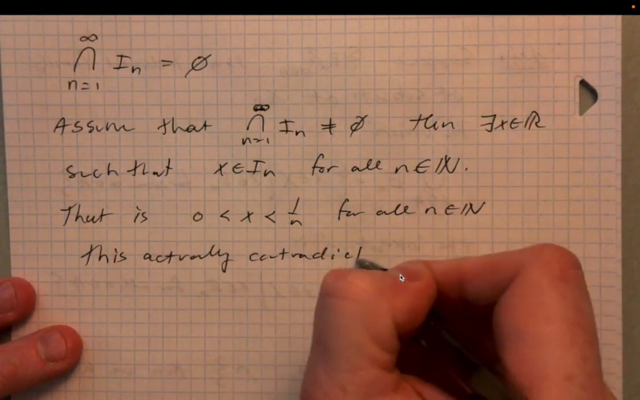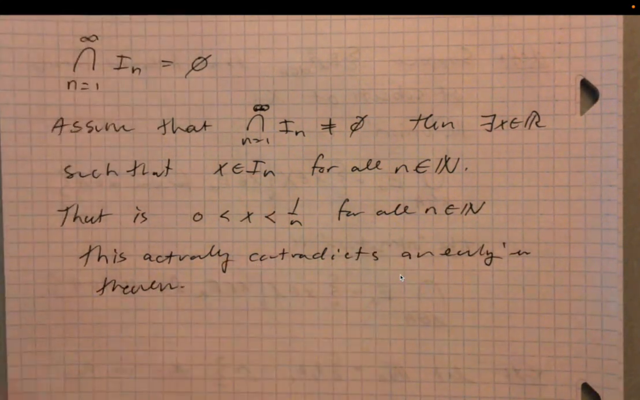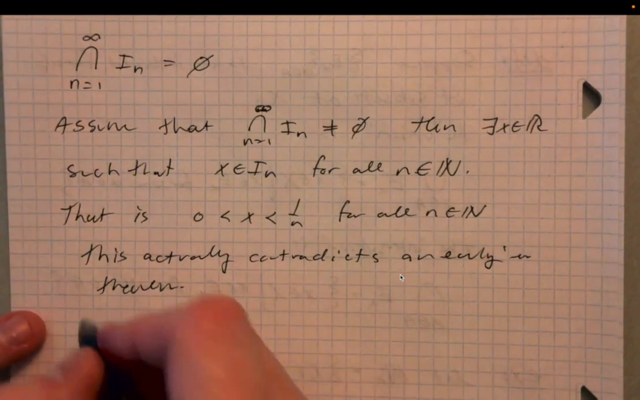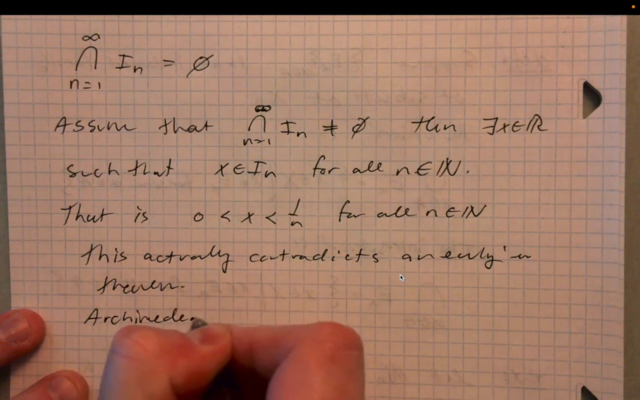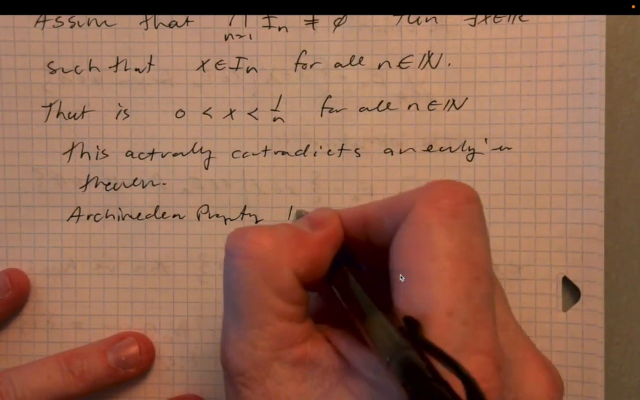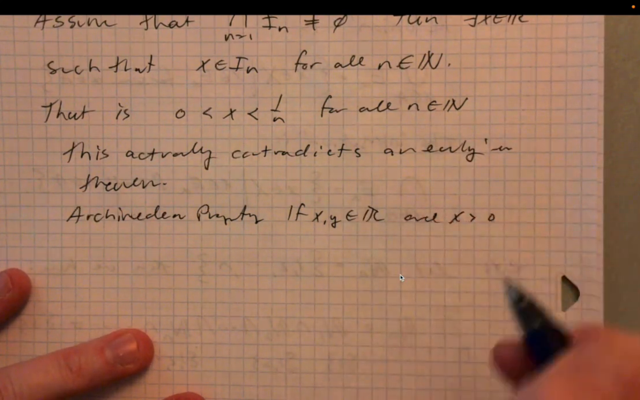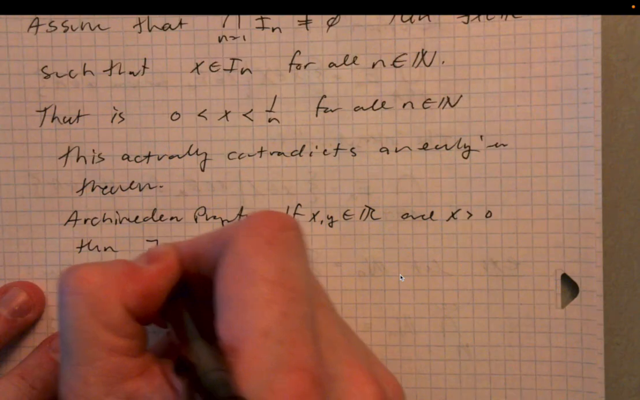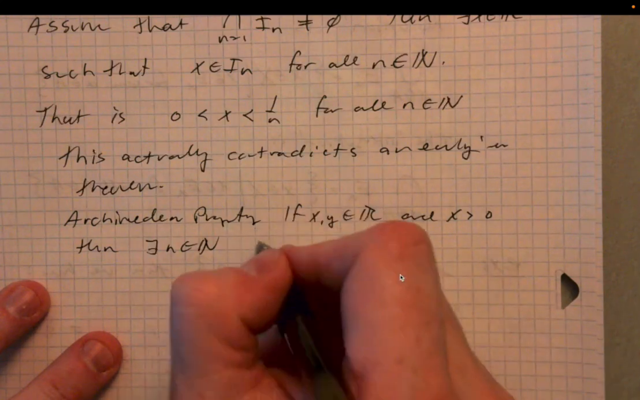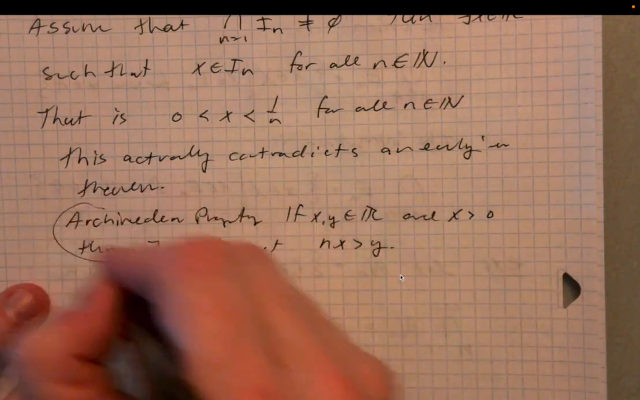This contradicts an earlier theorem. Right, specifically the Archimedean property. Remember the Archimedean property said that if x and y are real numbers and x is greater than 0, then there exists some natural number n such that n times x is greater than y. Right, that was the Archimedean property.